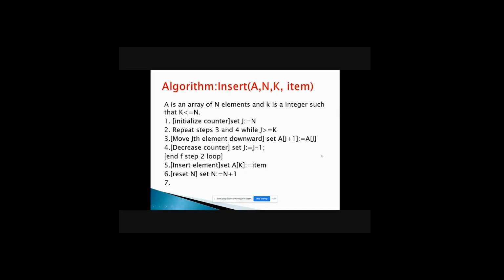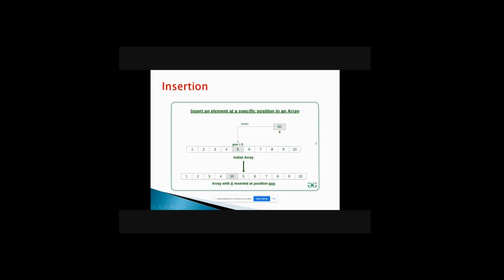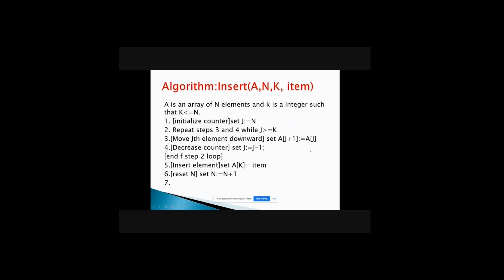So how do you say? Set a of j. So what is there in a of j? 10 is there. Move it to a of j plus 1, that is in the next position. So a of j will be moved to a of j plus 1. So 10 will be moved to the next position.